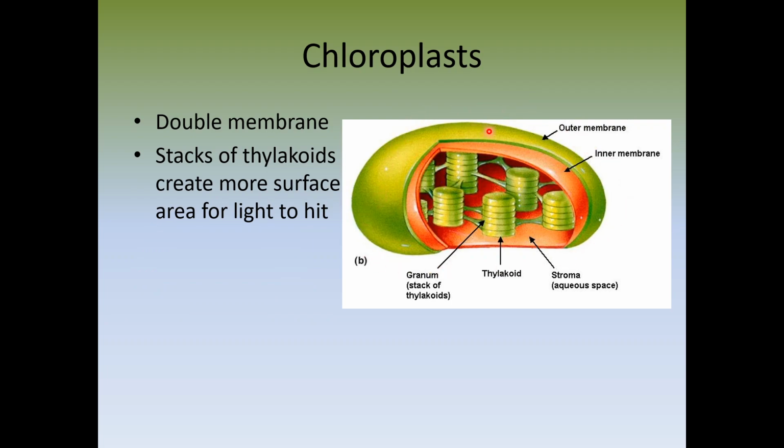Inside the leaves, where that's happening, are the chloroplasts. There's the double membrane, just like the mitochondria has two membranes, so does a chloroplast. And there are these stacks of thylakoids. Essentially, all you need to know is that as light hits the chloroplast, the chlorophyll is inside these thylakoid things.